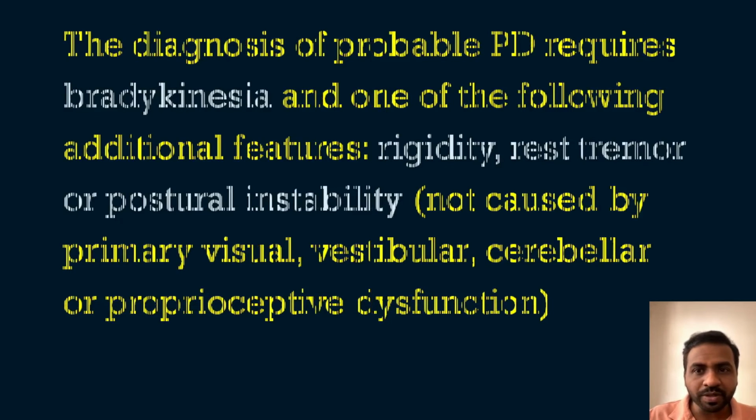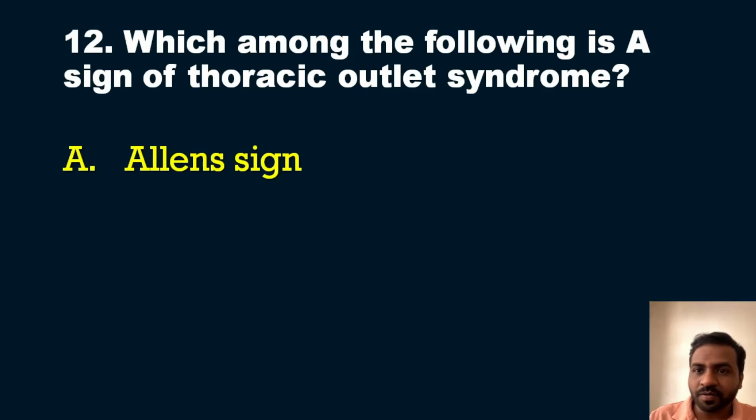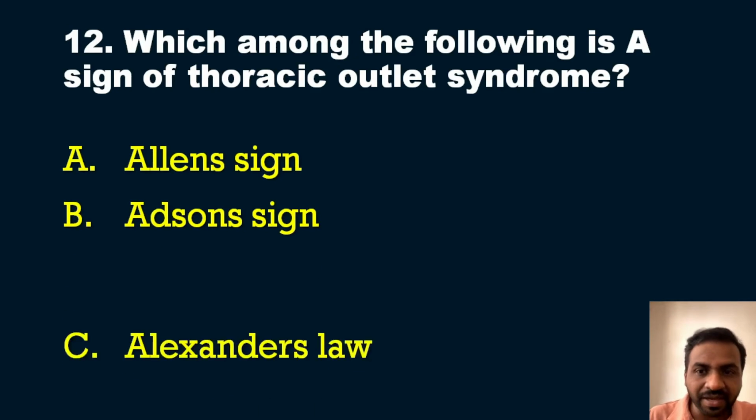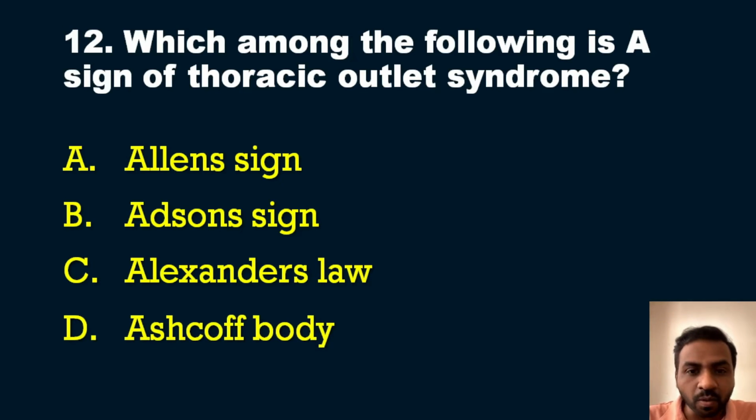Now we will move on to the next question in our series, that is the 12th question, and the question is, which among the following is a sign of thoracic outlet syndrome? So that is a question for you. First of all, think about what thoracic outlet syndrome is. The options for you are, first one is Allen's sign, second one is Adson's sign, the third option is Alexander's law, and the final option is the Aschoff body.